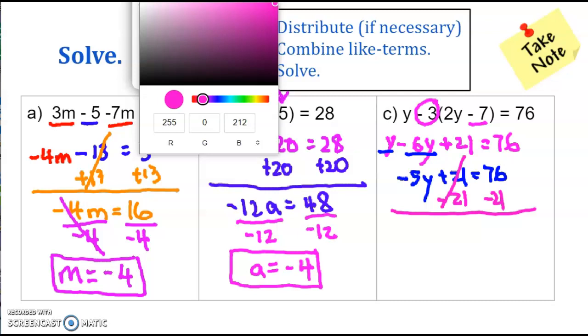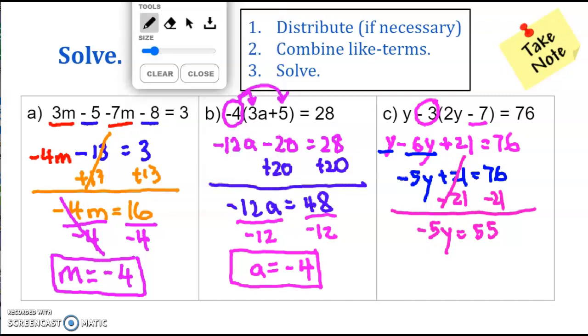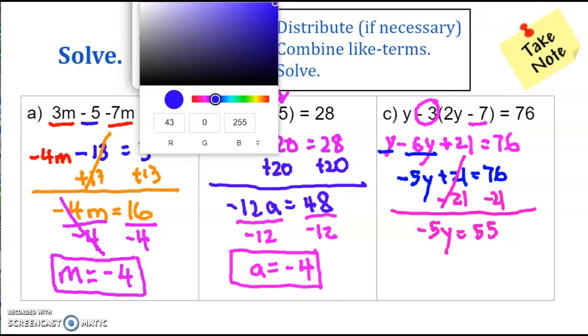And that goes away to 0. So you're left with negative 5y is equal to 76 minus 21. That's 55. Okay, so then again, we need to divide both sides by negative 5, not just positive 5, but negative 5, because negative 5 is being multiplied to y. So you're left with y is equal to 55 divided by 5 is 11. Positive divided by negative is negative, so y is equal to negative 11. And that's your final answer.